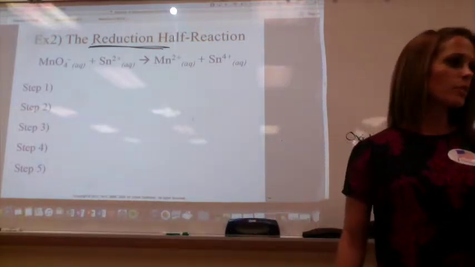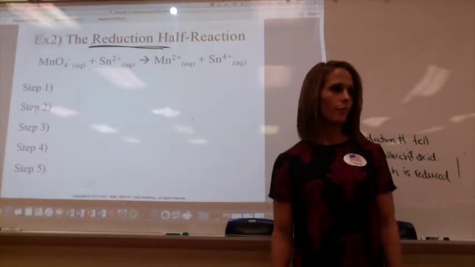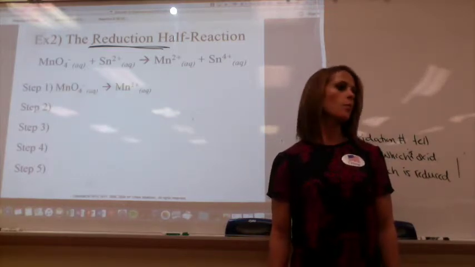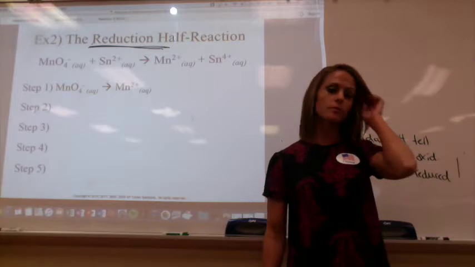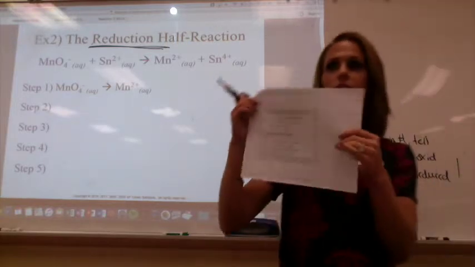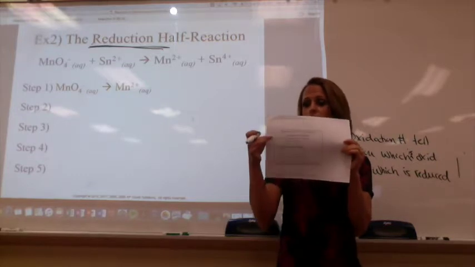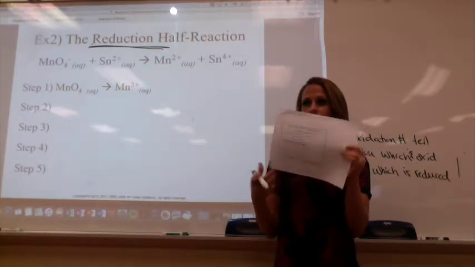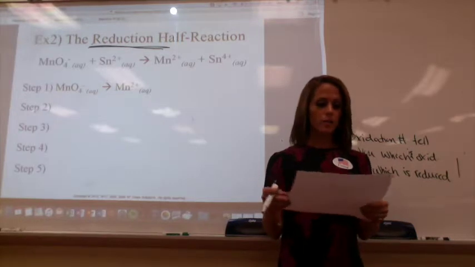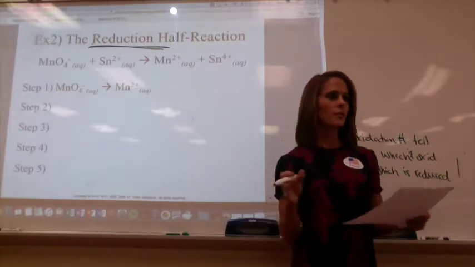Permanganate going to the Mn plus 2. All right, so step 1, we wrote our half reaction. So we're following the steps right here on this sheet. So girls that were absent, you literally follow it step by step to figure out how to do it. Balance all atoms except for oxygen and hydrogen.